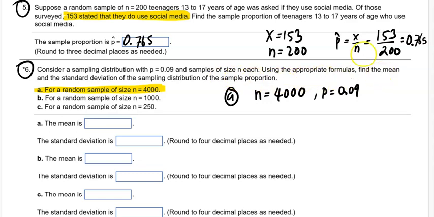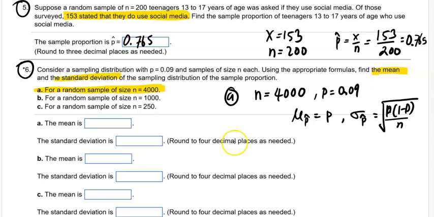You're looking for 2 things here. One is the mean, the other is the standard deviation. You don't round the mean, you write exactly the mean, whatever you get, but the standard deviation you round to 4 decimal places. So let's find the mean here. The mean is mu p hat, which is the same as p as a formula, and sigma p hat is the square root of p times 1 minus p divided by n. That's the standard deviation of the sampling distribution.